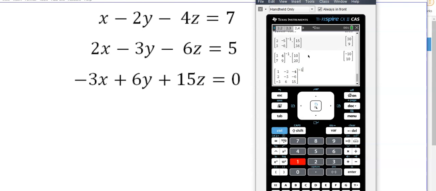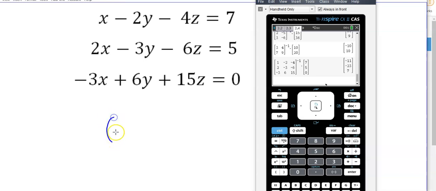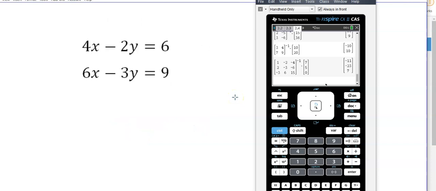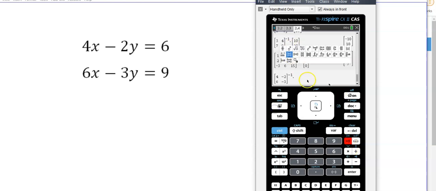Put that to the power of negative 1 times, I guess this would be a 3 by 1. So 3 by 1. And we get 7, 5, and 0. And so our answer is negative 11, comma, negative 23 is my y, and z is 7. Very fast method. Once you get the hang of it, one more, 2 by 2 here. So it just means you enter a 2 by 2 when you do it. 4, negative 2, 6, negative 3 to the power of negative 1 times, I guess, a 2 by 1 here.